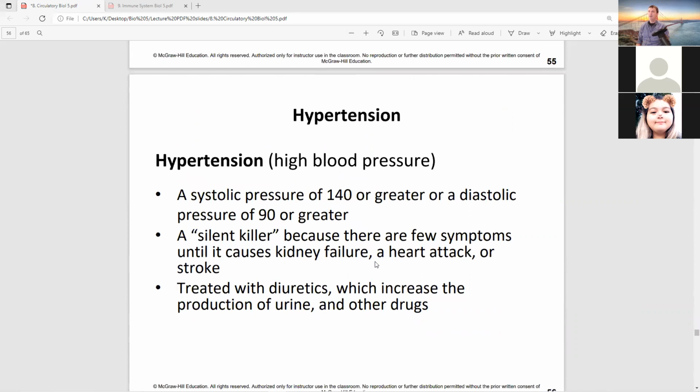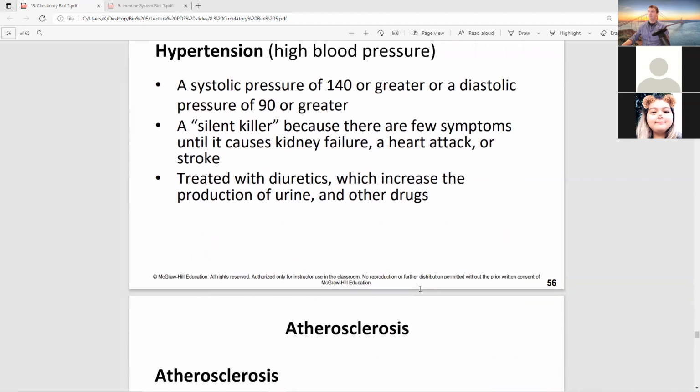Hypertension, or high blood pressure, is a systolic pressure of 140 or greater, or a diastolic pressure of 90 or greater. It's considered a silent killer because there are few symptoms until it causes kidney failure, a heart attack, or stroke. It is treated with diuretics, which increase the production of urine, and other drugs.